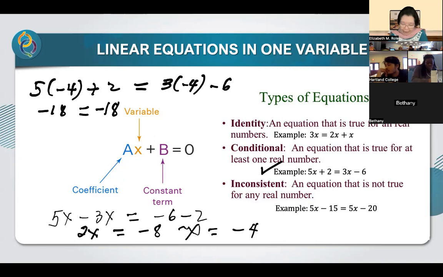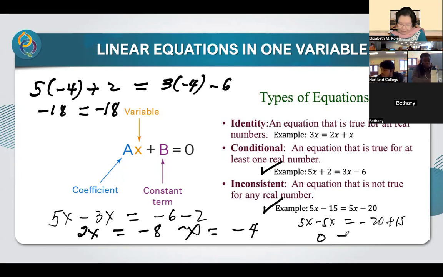An equation is inconsistent when it is not true for any real number. It will never be true. If you solve this problem, you now have 5x minus 5x is equal to minus 20 plus 15. If we transfer both sides, this is 0, this is negative 5, and they will never be equal. So there are equations that would be considered inconsistent.